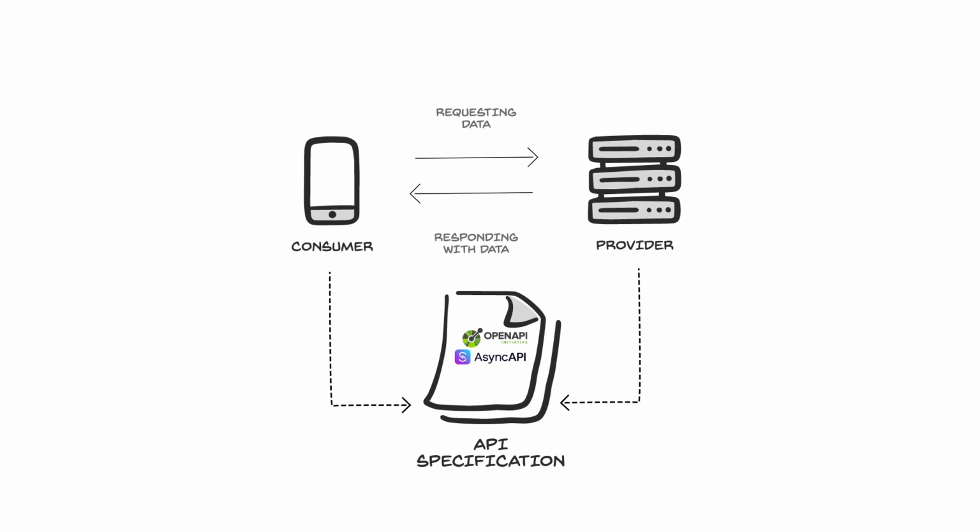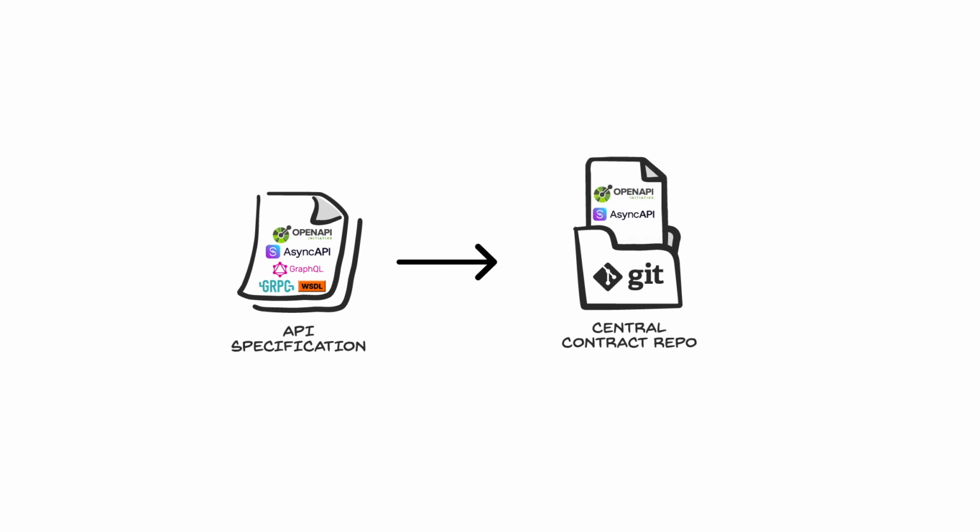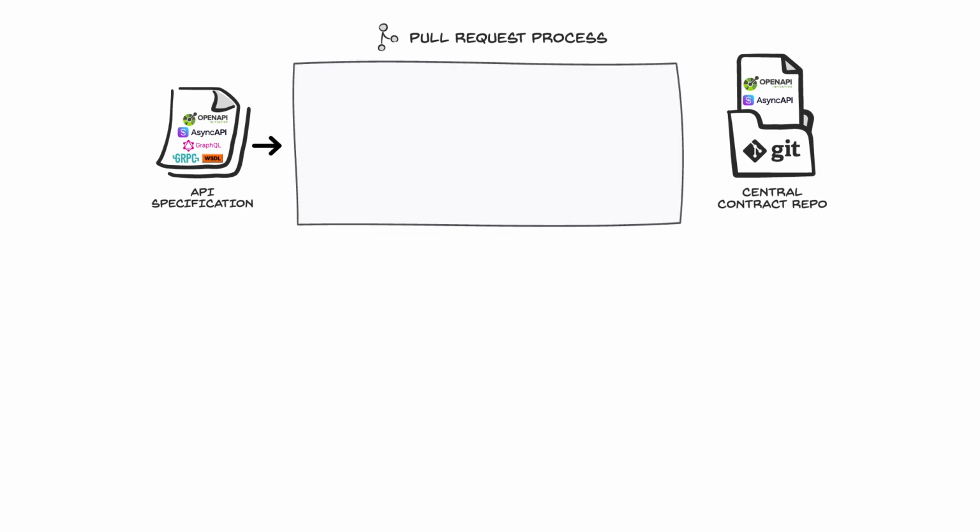OpenAPI, AsyncAPI, GraphQL, gRPC, or WSDL specification. All such specifications will be stored in a central Git repo, our single source of truth. To update a spec, we go through a pull request process.